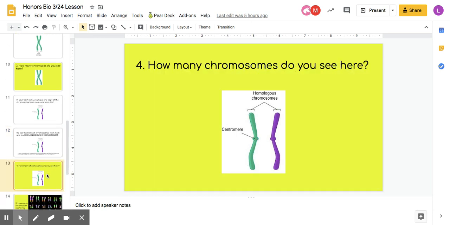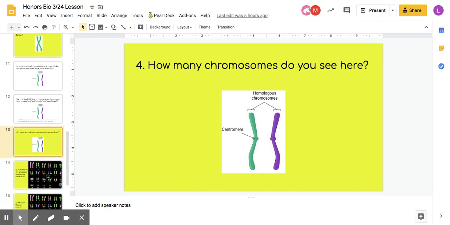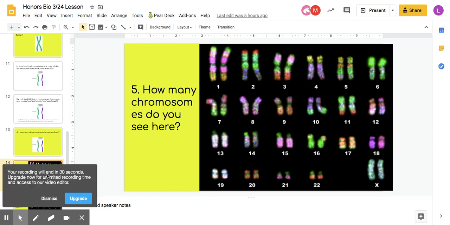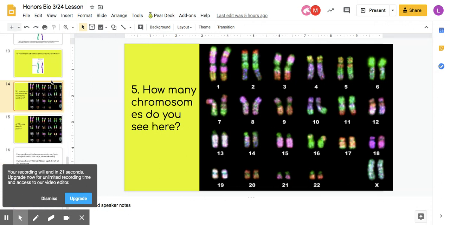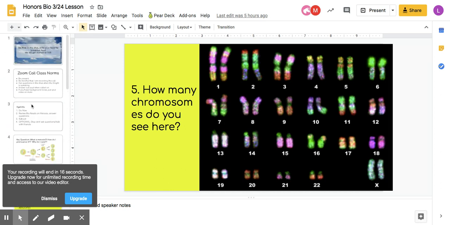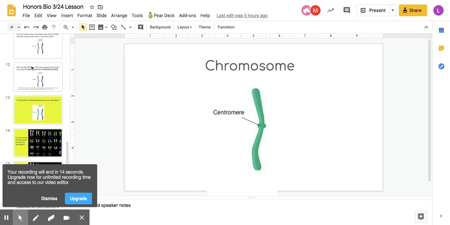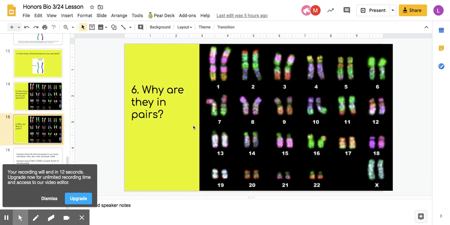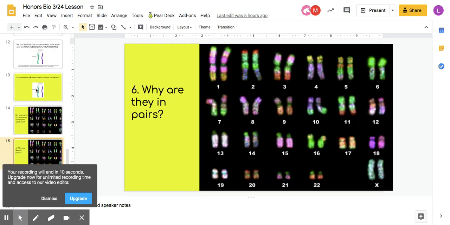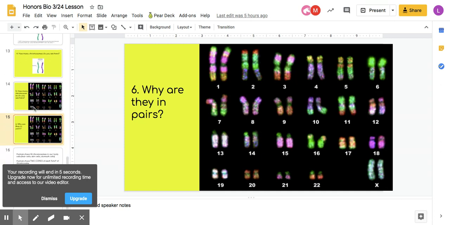All right, so question here: how many chromosomes do you see? Use the prior information to help you on this one. Go ahead and count up the total number of chromosomes. Remember, 1 chromosome is going to be 1 individual piece, just like we saw right here. And then the last question: why do you think these are in pairs? Remember what we learned about homologous chromosomes and try to decide why these chromosomes are found in pairs.